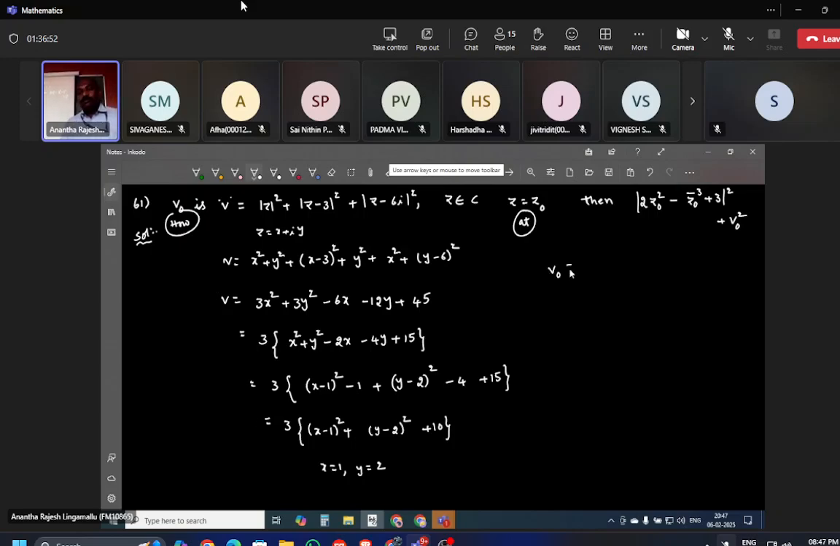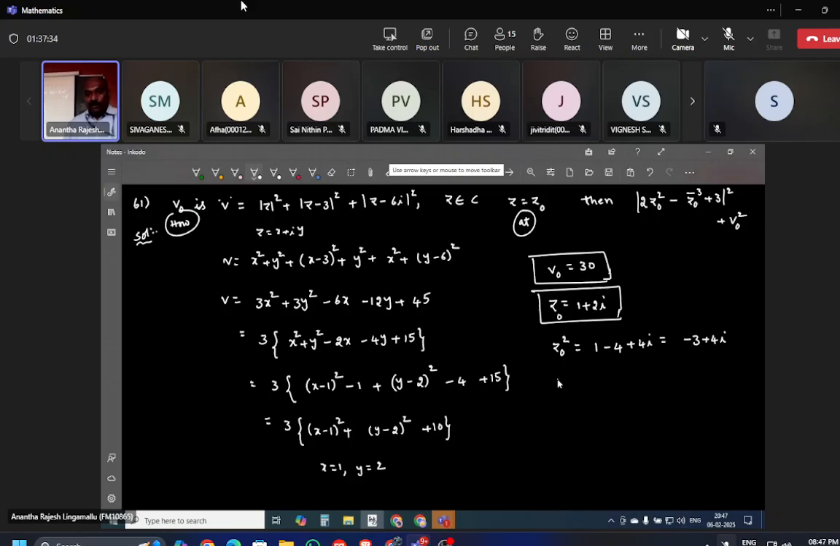V naught is the minimum value of this, right? So this minimum value is 30, right? Okay, 30. Next, at which point, z is equal to what? Z naught. Z naught means x plus i y, that is 1 plus 2i. That's all, this is z naught. Let's keep it here. What is z naught square? 1 minus 4 plus 4i, that is minus 3 plus 4i.